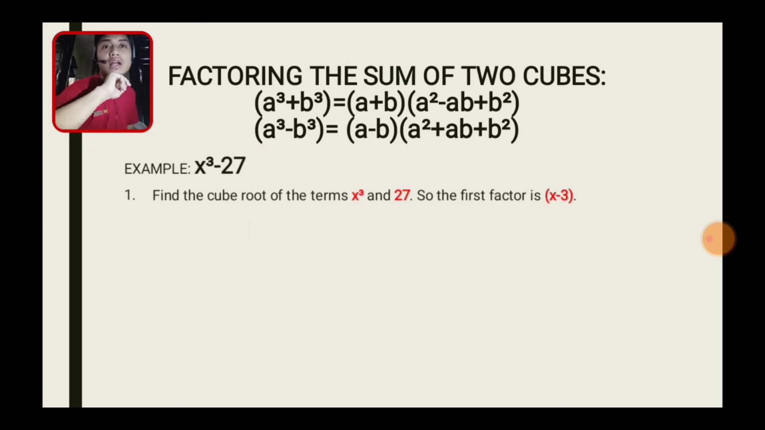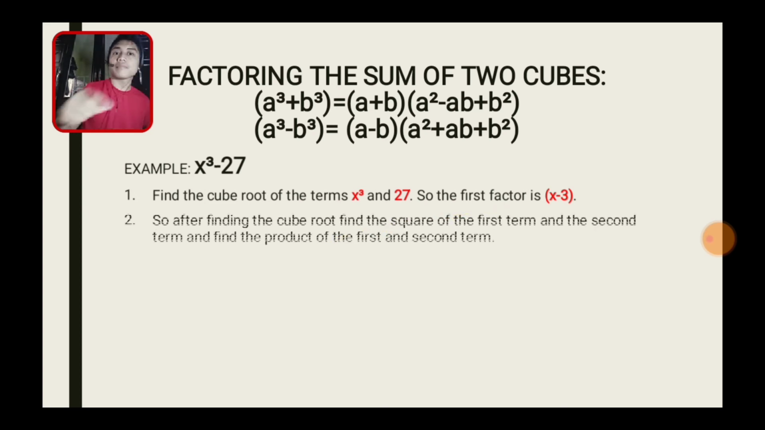Nagdi-divide tayo ng value, nagsusubtract. So, next naman, sa negative 27, we have negative 3, because negative 3 times negative 3 is equal to positive 9, times negative 3 is equal to negative 27. Sa x din, x times x times x, so x cubed. Tama lang, di ba?